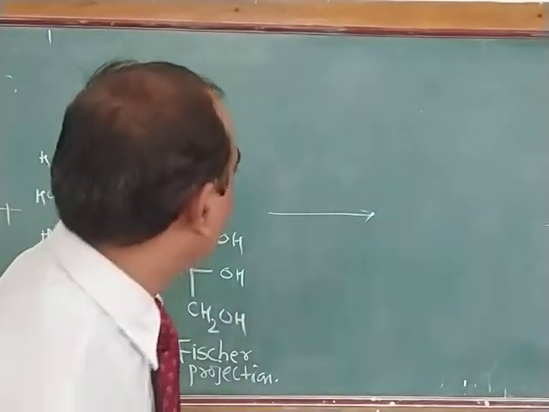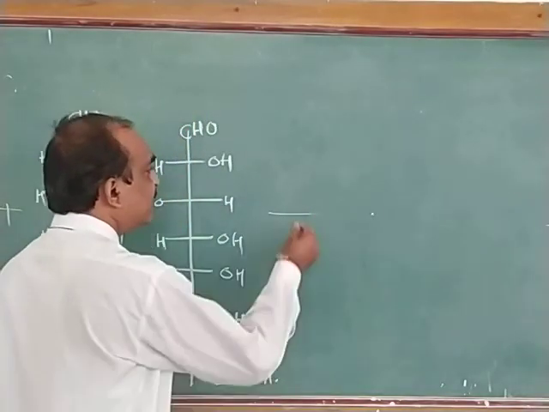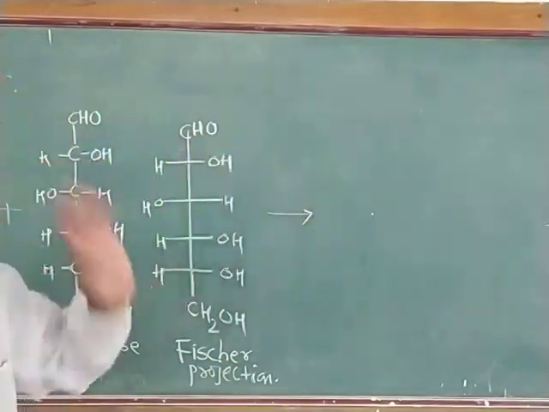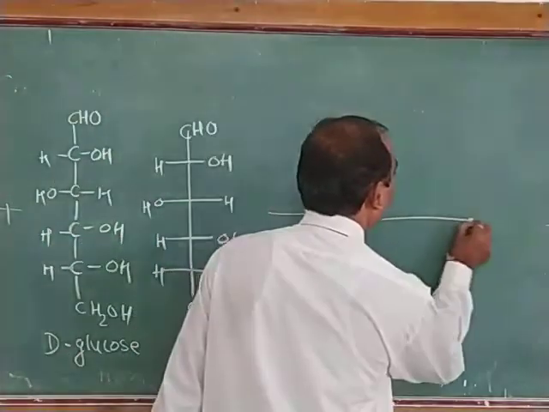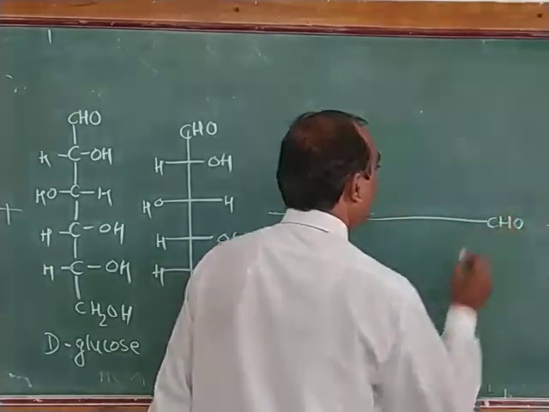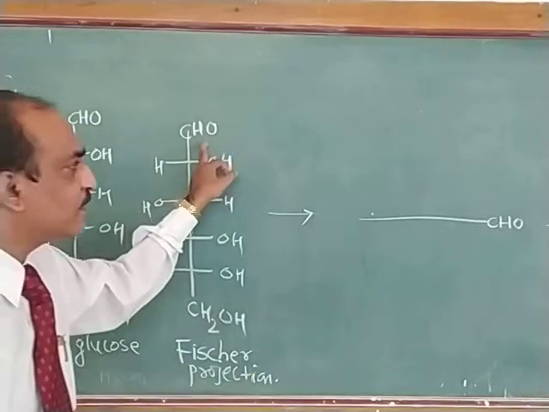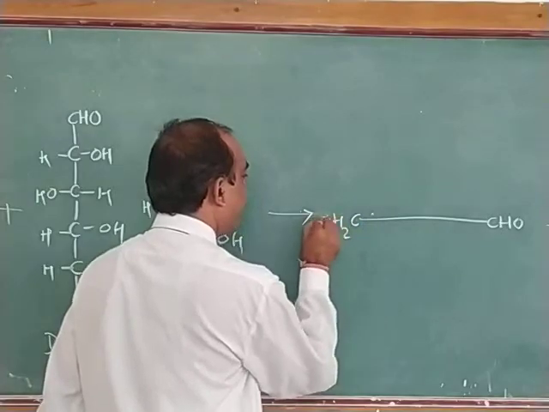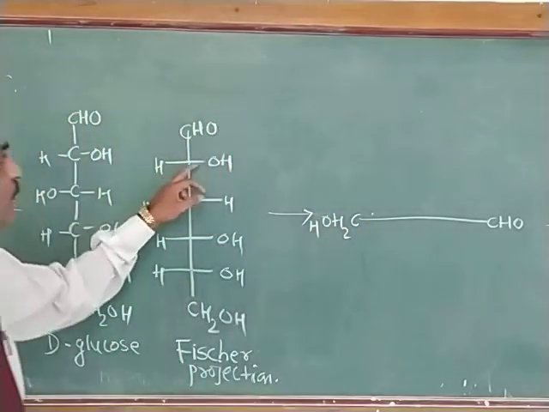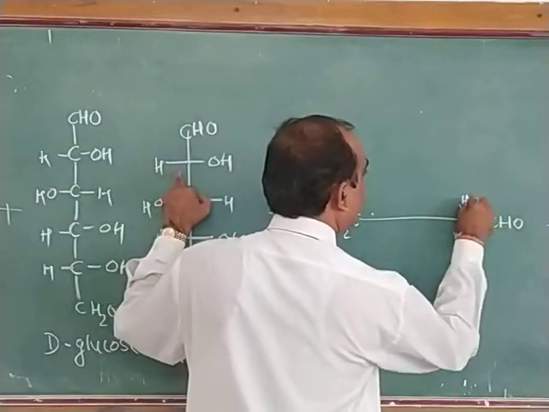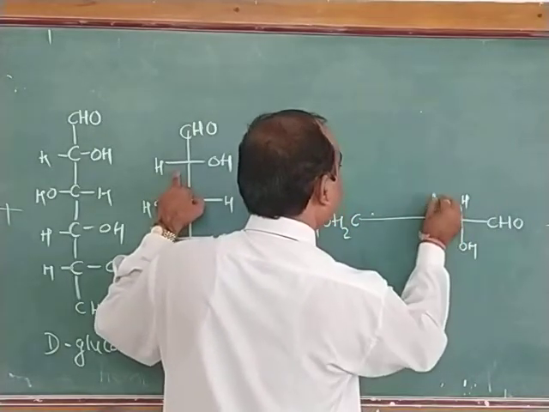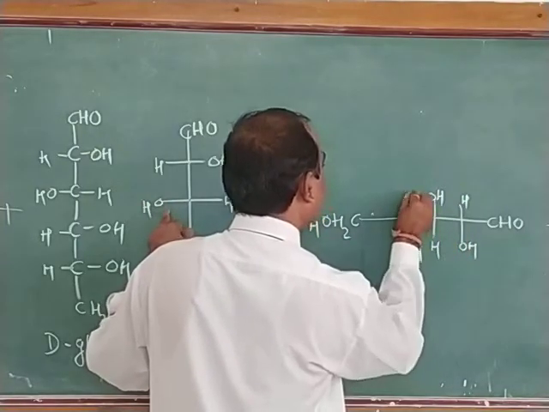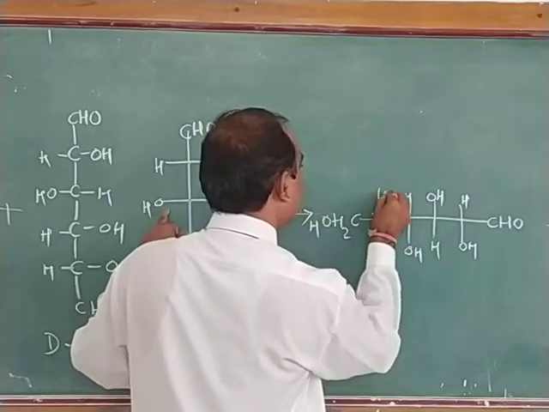How will you do that? I am telling you the simplest way: instead of vertical, write this in a horizontal way. Here is the CHO, the top end is going to the right-hand side, whereas the lower end is at the left-hand side. Then you write this H above, OH below. Here OH is above, here is H, OH here, H here, OH here, and H here.